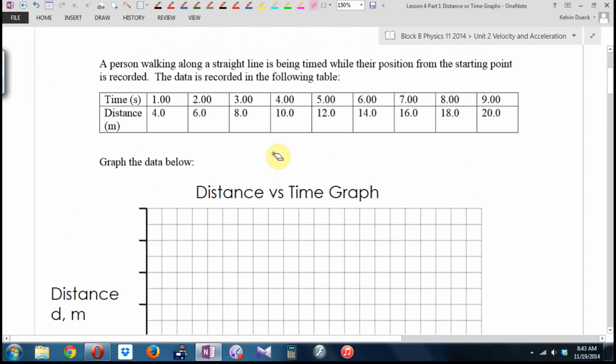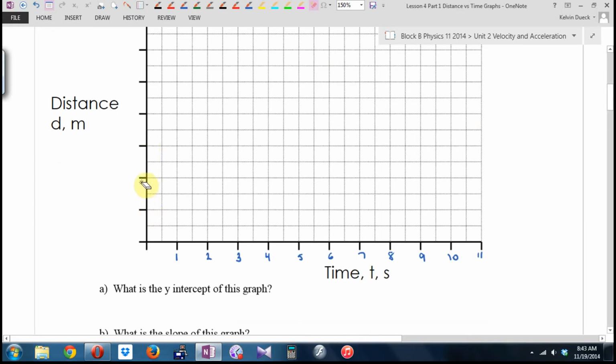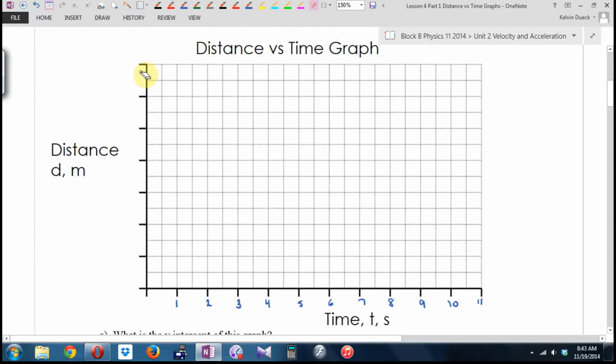Vertically, distance. Although my smallest value is 4, again, I like to try and fit 0 on the graph. What's my biggest value? 20. 1, 2, 3, 2, 4, 6, 8, 10, 12, 14. How can I fit 20 on here with 14 squares? I did this on purpose, by the way, to make you think. What if I could go 2, 4, no. You know what? I think each square is going to be 2. Let's see if this works.